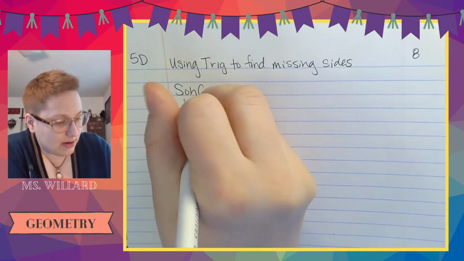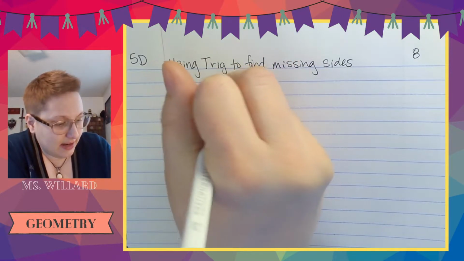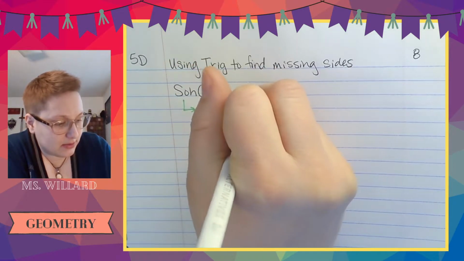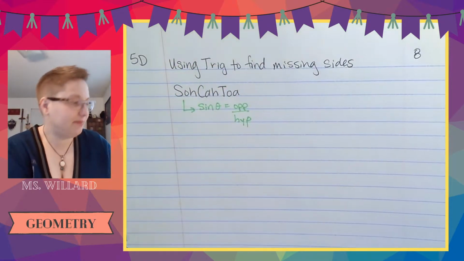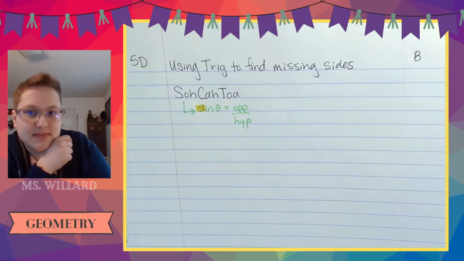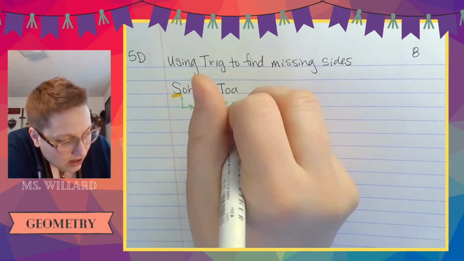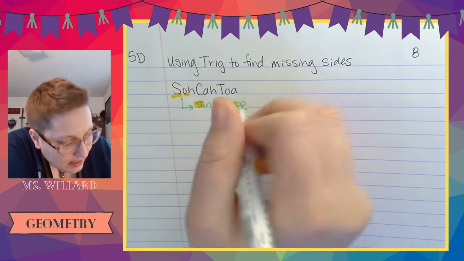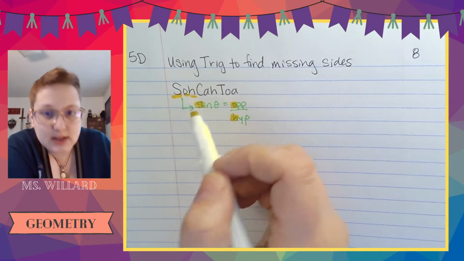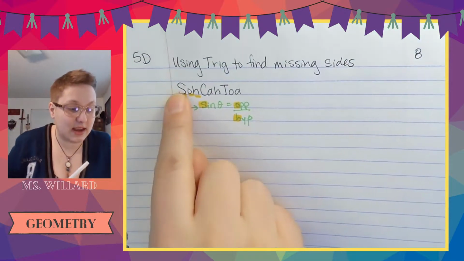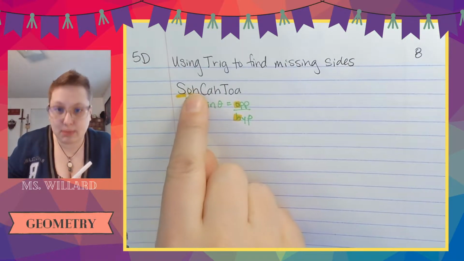So this first part means that sine of an angle equals opposite over hypotenuse. Do you see that in here? Let me get a highlighter. Okay, S for sine, O for opposite, and H for hypotenuse. So sine equals opposite over hypotenuse.